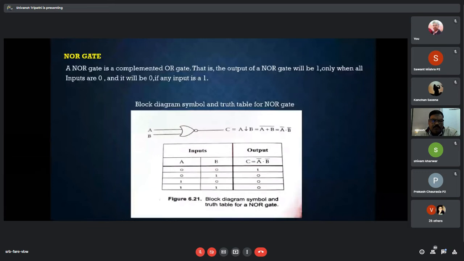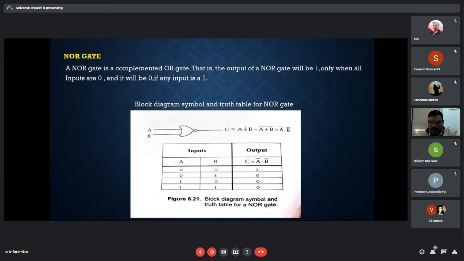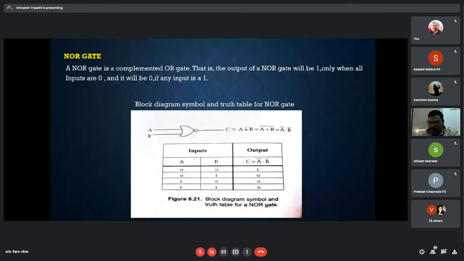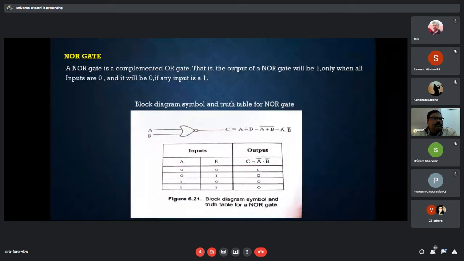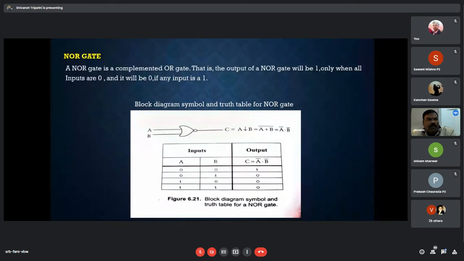Next gate is the NOR gate. It is a complemented OR gate. Here the output of the NOR gate will be 1 only when all the inputs are 0, and it will be 0 if any input is 1. Basically, it is the reverse of the OR gate. Here, if both inputs are 0 or false, then the output will be 1. If any one of the inputs is true or 1, then the output will be 0, and if both inputs are 1, then the output will also be 0.